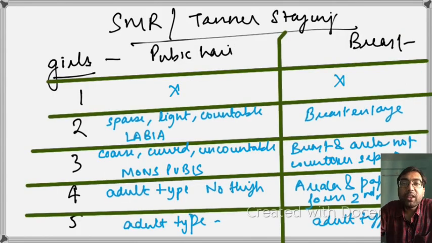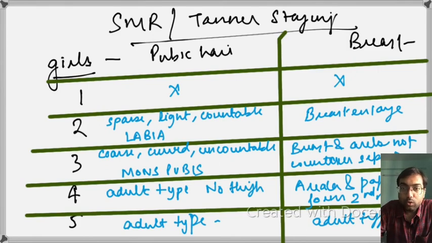Tanner staging, many people try to mug it up and then forget everything. When you see 10-15 children and do staging of just 10 children, you will get a hang of Tanner staging, and it is very easy. Stage 1 is childhood, and stage 5 is adulthood. Now we are left with stages 2, 3, 4. In stages 2, 3, 4, pubic hair growth is very much similar in both girls and boys.